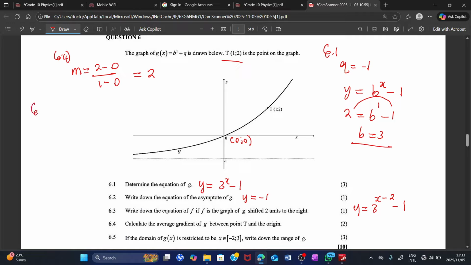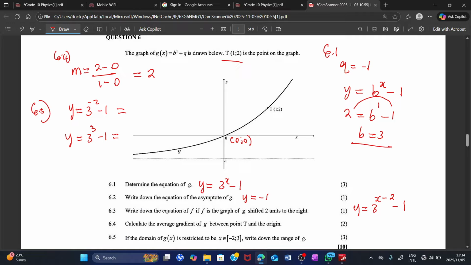Okay. Now 6.5. What do we have here, class? If the domain of g of x is restricted from minus 2 to 3, write down the range of this graph if it's restricted in this manner. Okay, so it's easy. You're going to take this graph and say y is equal to 3 to the power of minus 2, minus 1. And then you get the answer and say y is equal to 3 to the power of 3, minus 1.